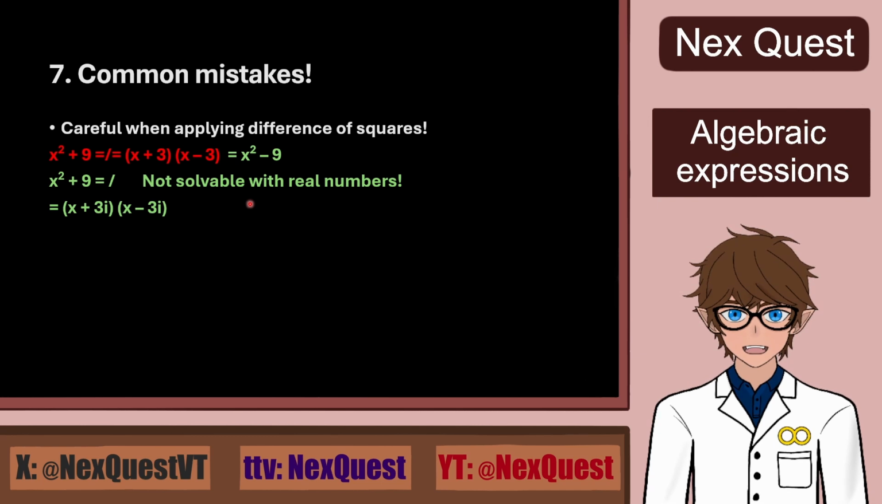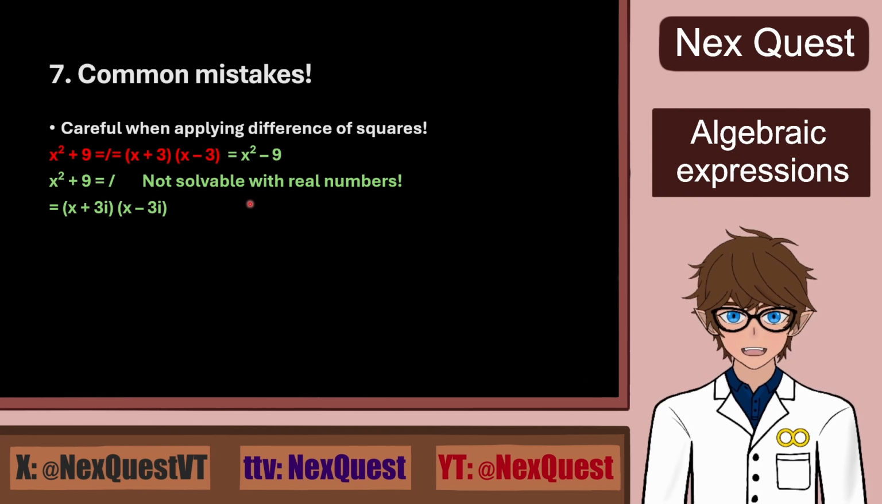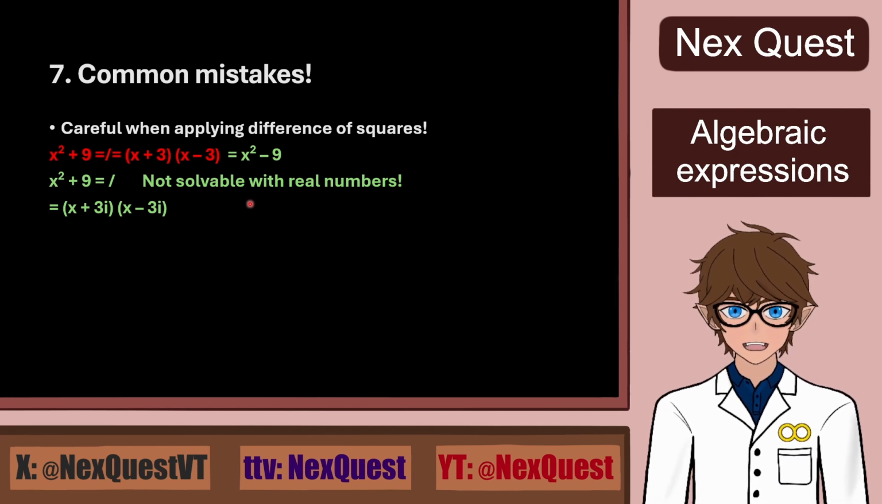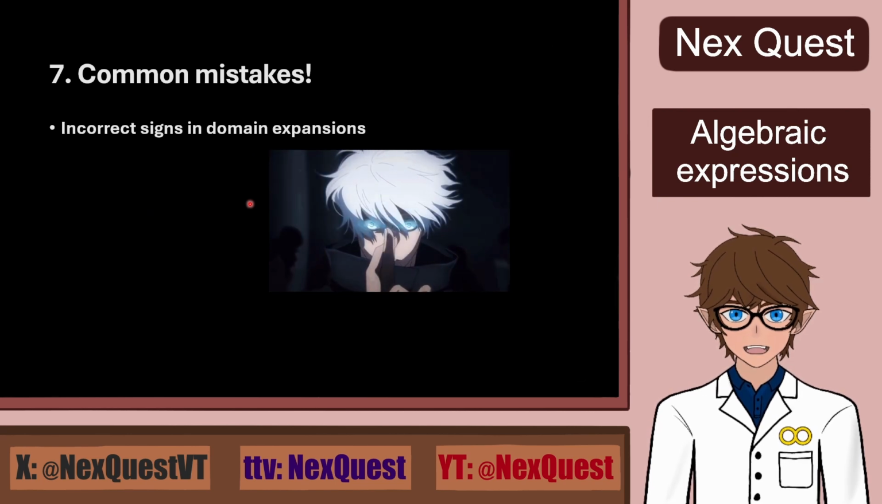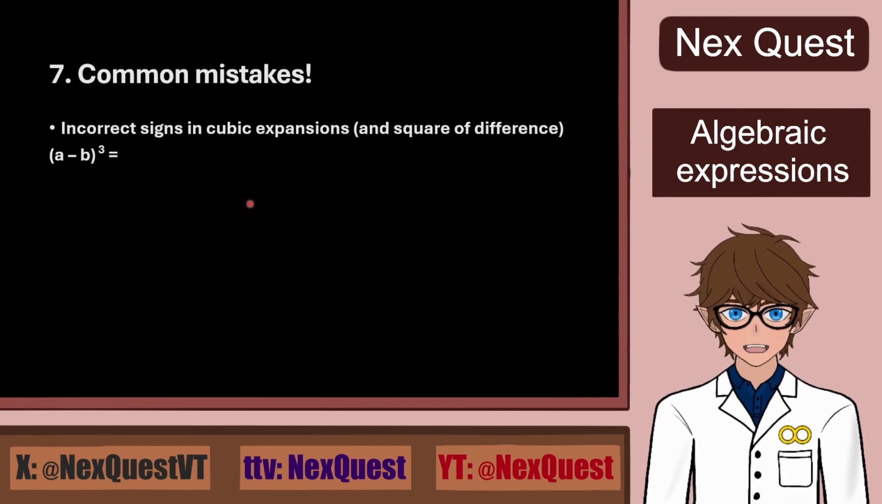I won't really explain it yet, because there's a separate lesson, which will probably have more time than I have, because I already wasted like 40 minutes of your time. But yes, let's move on to the incorrect signs in the cubic expansions, and the square of difference, of course.